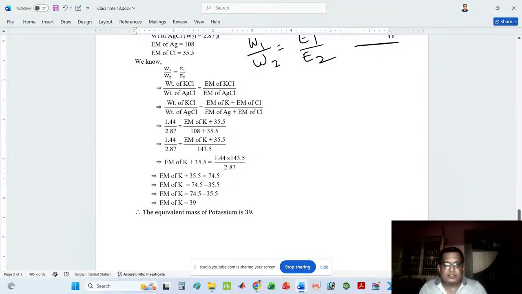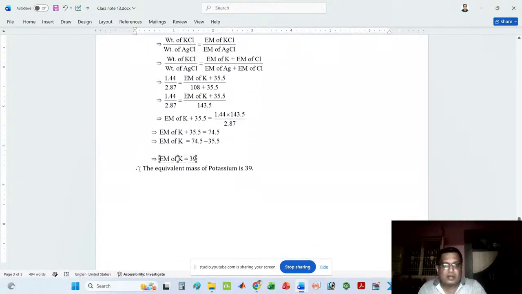Now I can find that equivalent mass of potassium plus 35.5 is equal to 74.5. 74.5 is evaluated by solving this, that is 1.44 into 143.5 divided by 2.87. After simplification, I will get the value 74.5. So finally, equivalent mass of potassium plus 35.5 is equal to 74.5. Next, equivalent mass of potassium is equal to 74.5 minus 35.5. Equivalent mass of potassium is equal to 39.